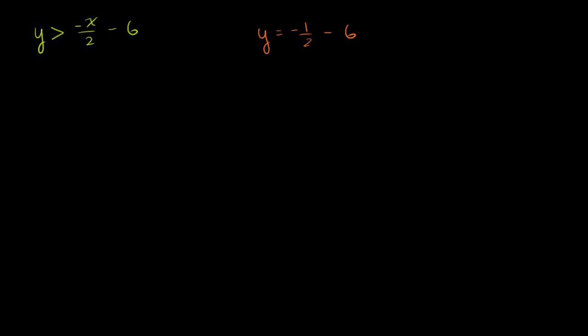So if we were to graph it, that is my vertical axis. That is my horizontal axis. And our y-intercept is negative 6. So 1, 2, 3, 4, 5, 6. So that's my y-intercept. And my slope is negative 1/2, negative 1/2 x minus 6.